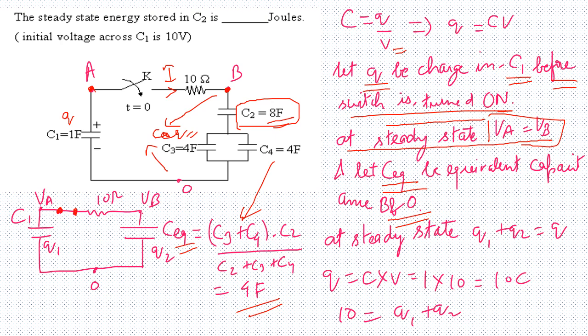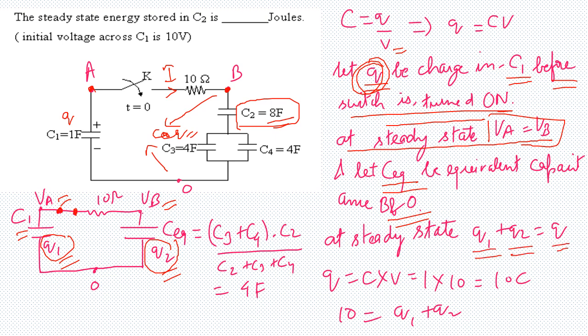Let us say that VA becomes equal to VB in steady state. During that time Q1 will be the charge stored in C1 and Q2 will be the charge stored in C equivalent. These charges Q1 plus Q2 should be equal to the initial charge Q, because charge can neither be created nor destroyed. So Q1 plus Q2 will be Q. This is the equation now.